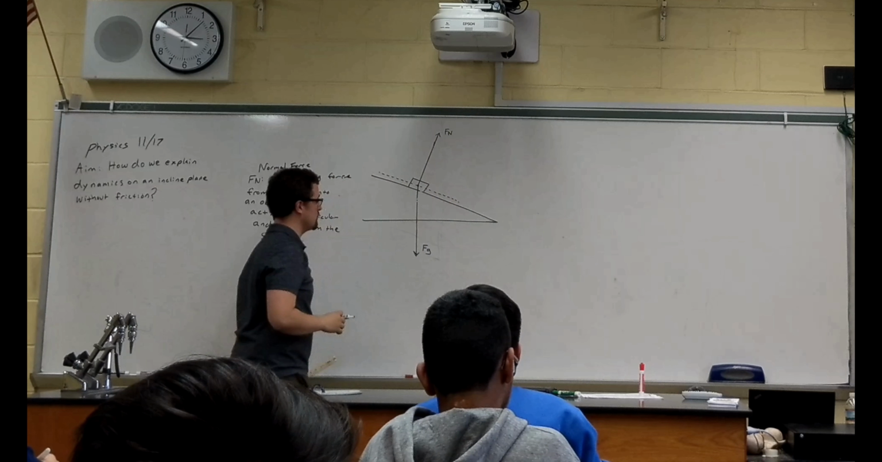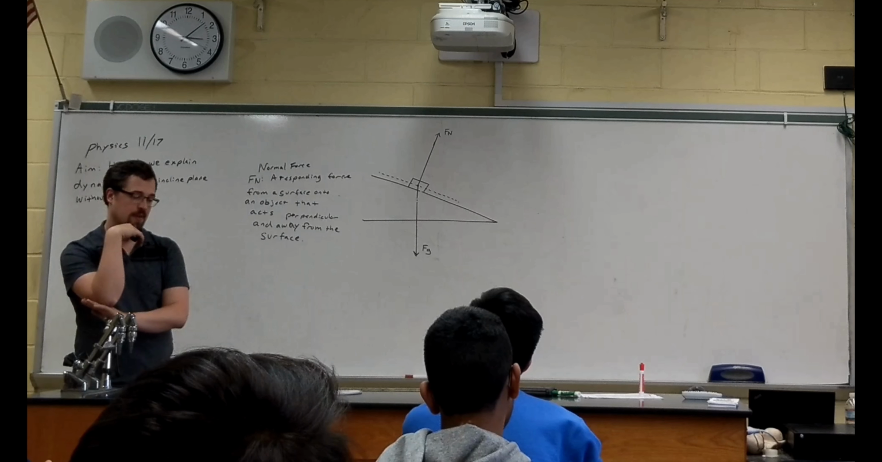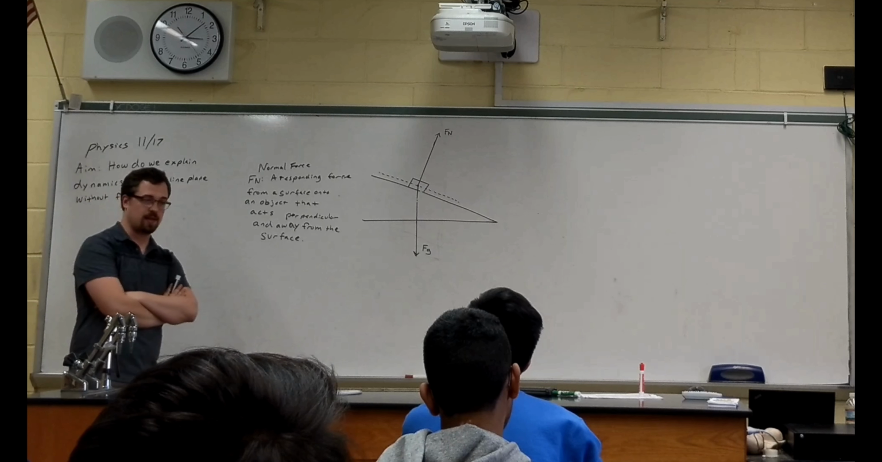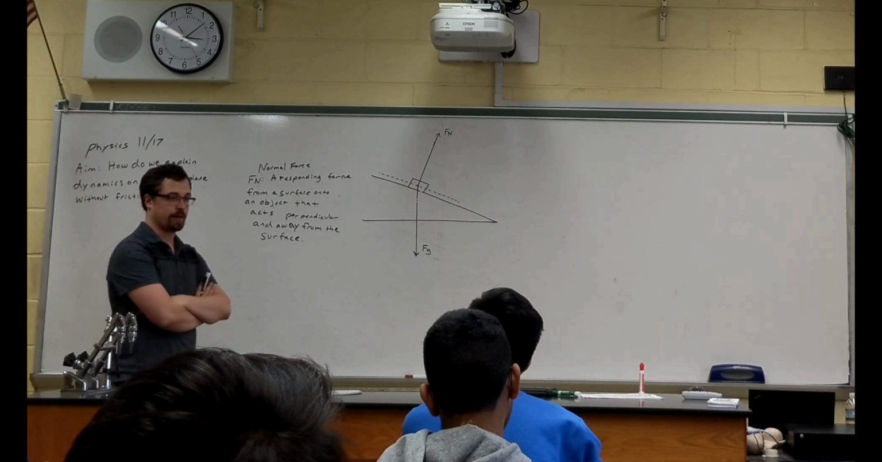So that's it. There are only two forces in this case: the normal force and the gravitational force. But this doesn't quite explain our problem here. The problem is, why does the block accelerate down the incline? Now, this isn't perfect because obviously there is friction, but if I take the block and put it on the incline, it accelerates.